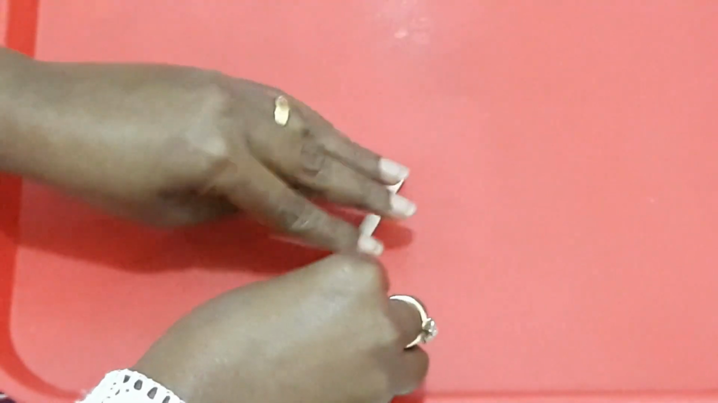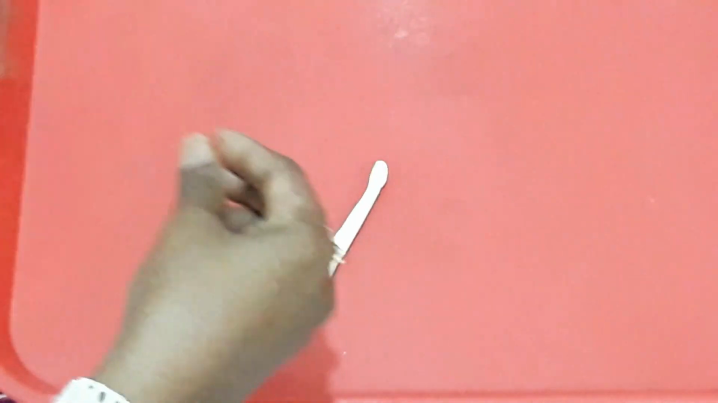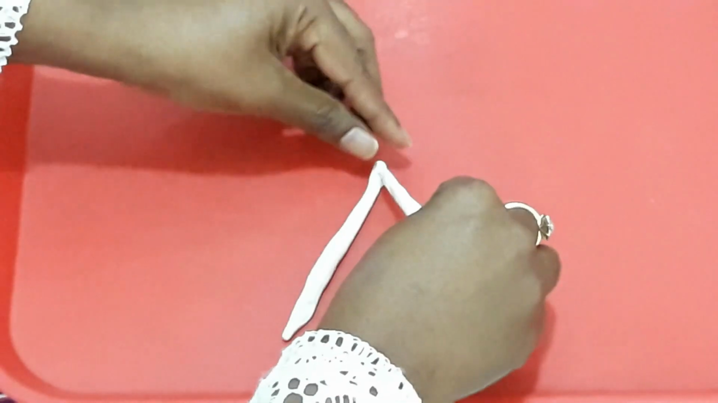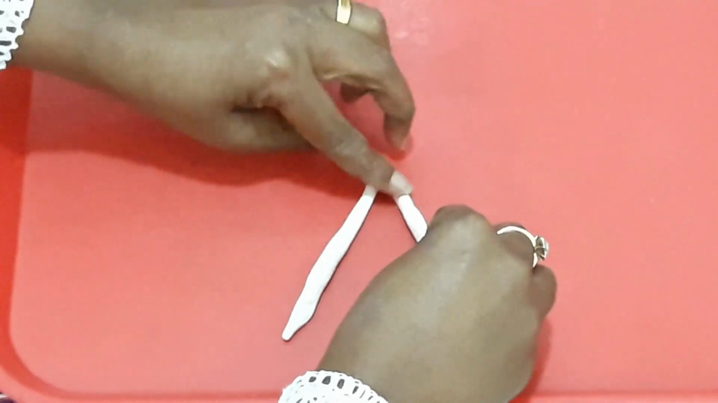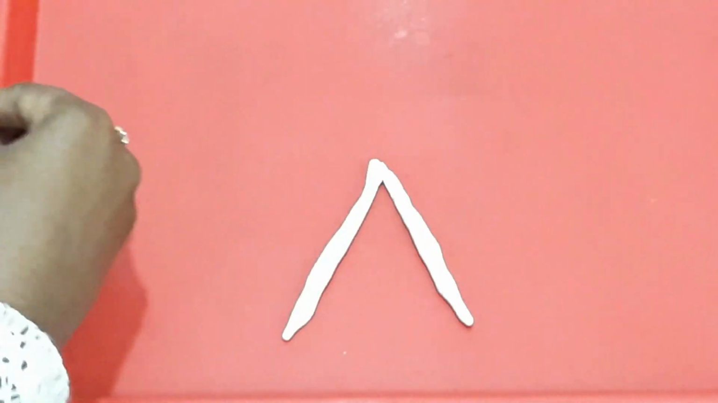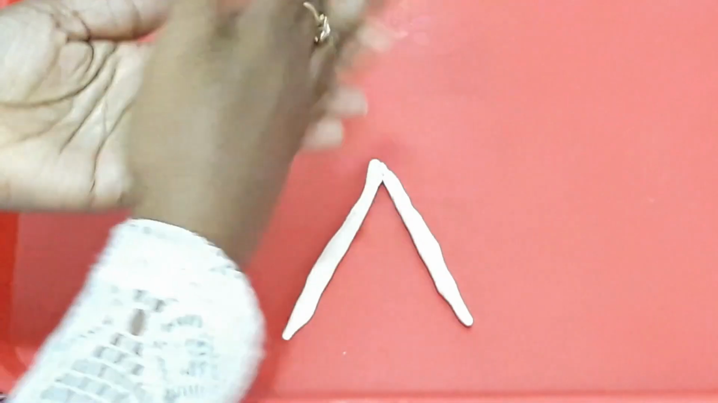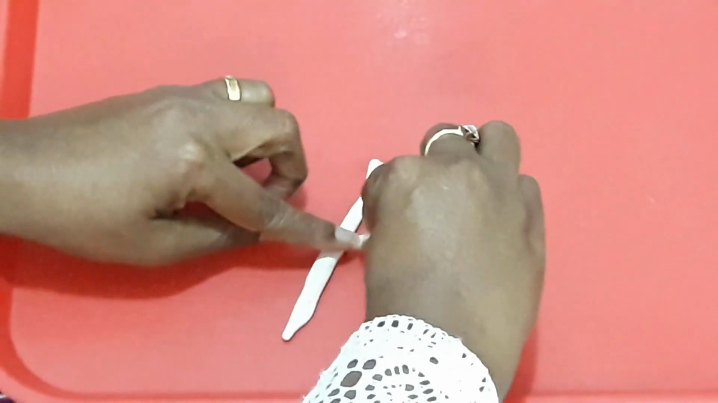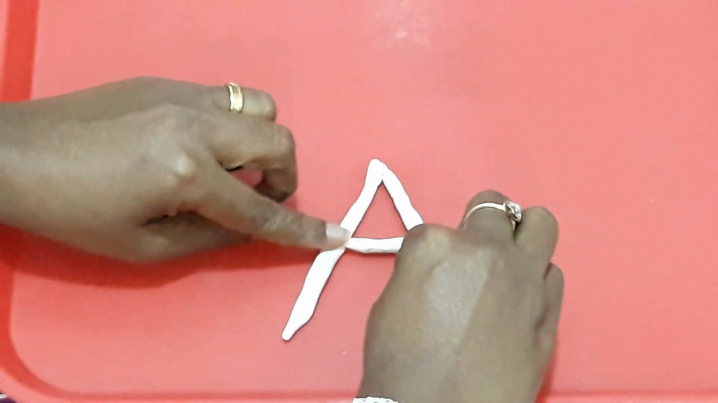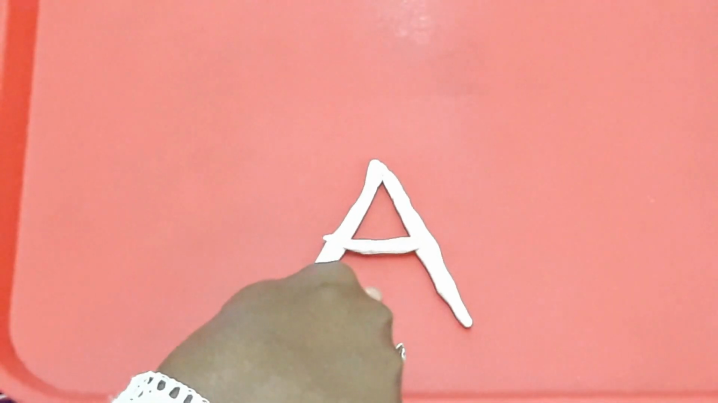A slanting line, again a slanting line, and a sleeping line, like this. This is mother A, uppercase A.